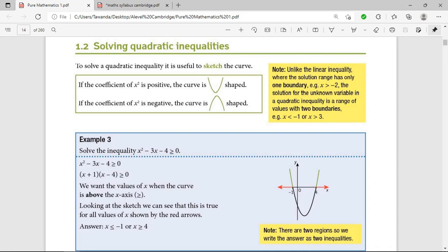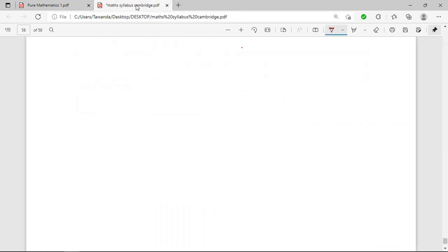I'm going to take you through solving quadratic inequalities. We want to solve quadratic inequalities. So before you solve a quadratic inequality, you have to know what a quadratic expression is. What is a quadratic expression?